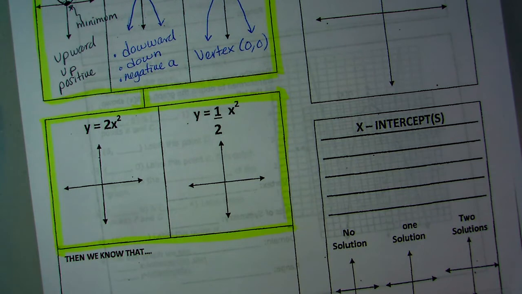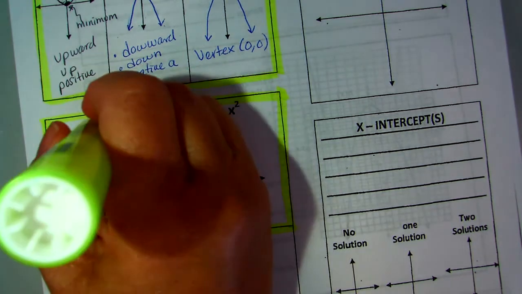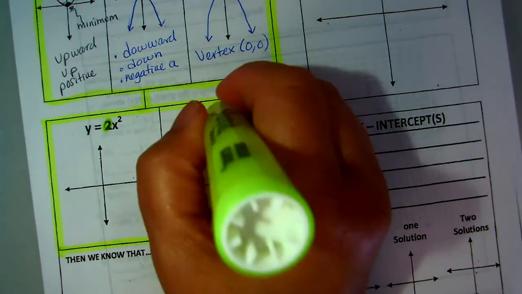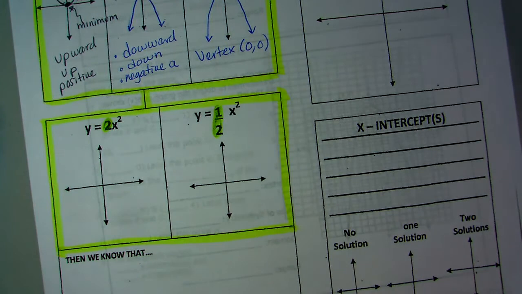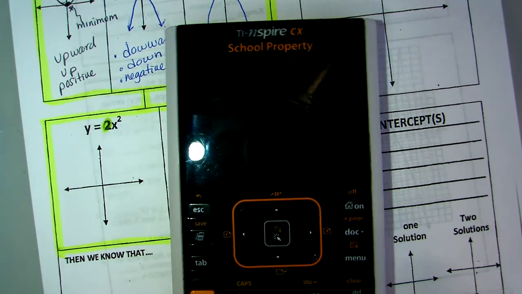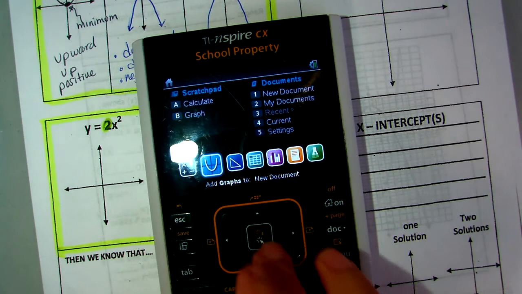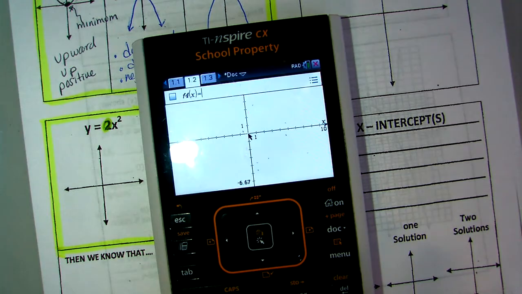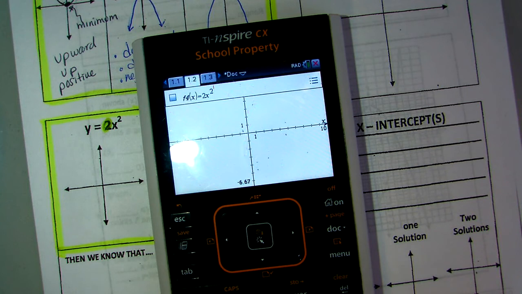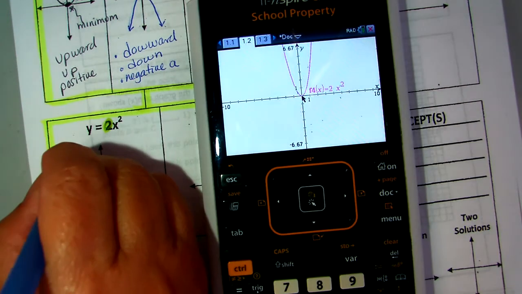Now, what else are we going to continue talking about? Look at these two equations. We have 2x squared and over here we have 1/2 of x squared. Let's see the difference. We're going to graph them. I'm going to graph the first one, again 2x squared, and we have a parabola like that. So let's draw it like this.